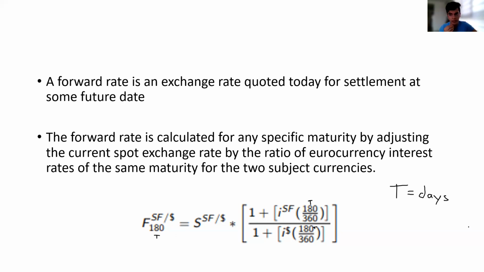So if you have one year, we're going to use 360. I will explain why 360. If we have half a year, 6 months, then 180, 2 years, 720. So we keep that logic.